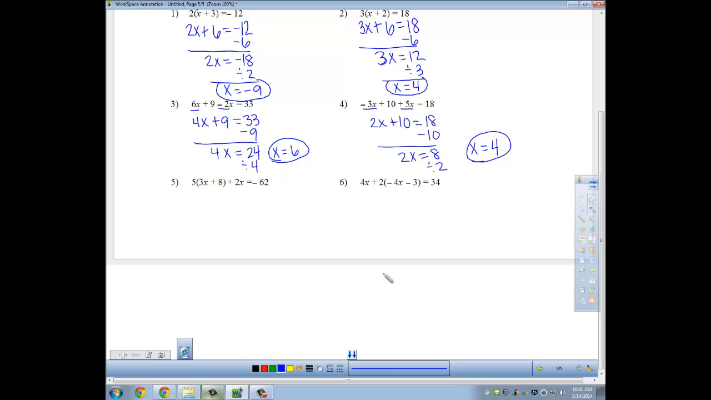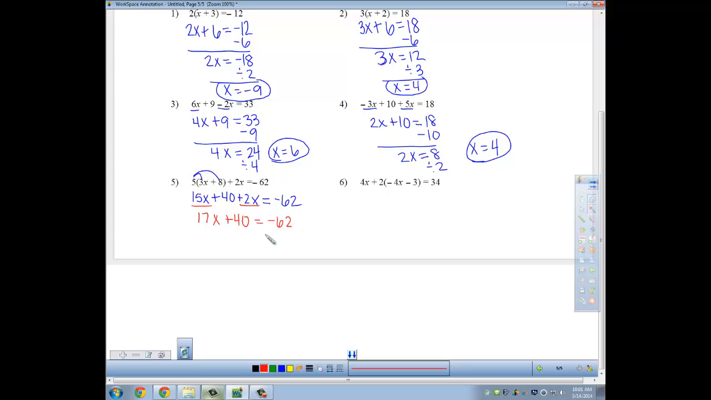Number 5 and 6 are going to be a bit harder because we have the distributive property as well as like terms that we need to put together. So let's just start with parentheses. 5 times 3x is 15x, plus 5 times 8 is 40, plus 2x equals negative 62. Okay, so now I have some x's I can put together. 15x plus 2x is 17x, plus 40 equals negative 62.